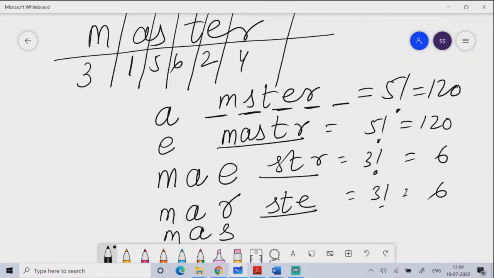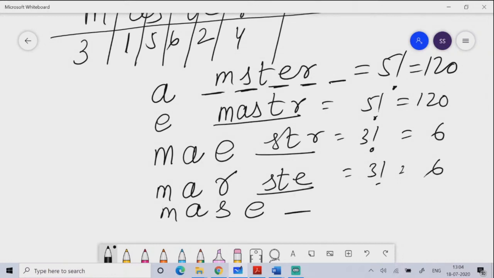So you also want S. After S, what will come? After S, E will come, but you want T. So with MASE, how many can you make? You can make 2. Okay.